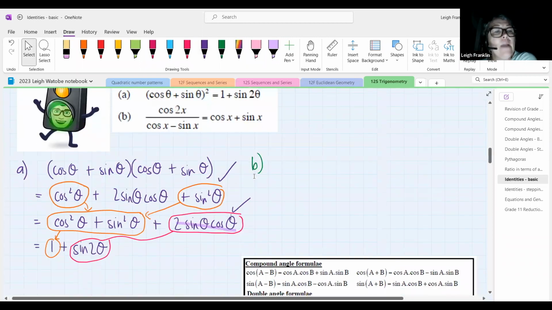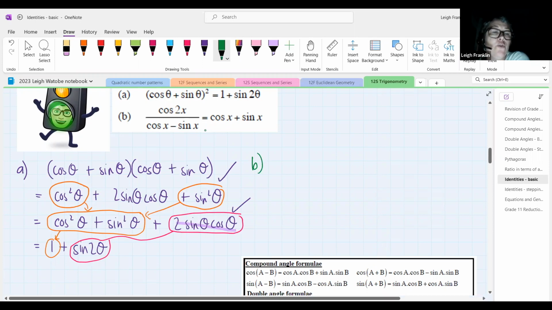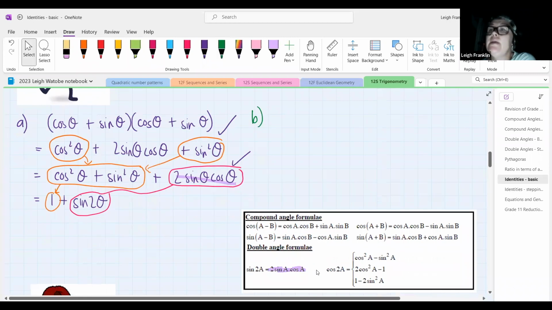Okay, so can we do B now? Are we ready for that? So you need to look at what's on the right-hand side to give you some clues as well. On the right-hand side, you've got cos x plus sine x. At the bottom, you've got cos x minus sine x. So you've got to look at what is on the right-hand side as well as the left-hand side, and then decide which double angle formula you're going to use. So in the case of question B, which one do you think is a good idea to use for cos 2x? Yes, Sandile.